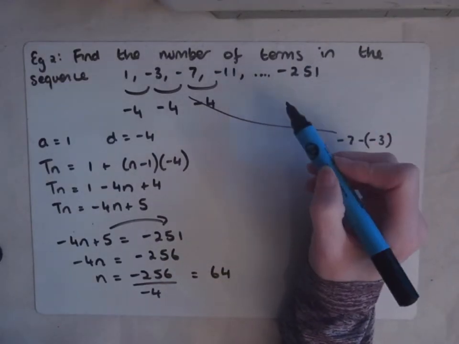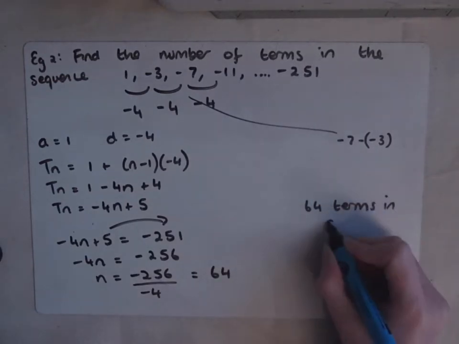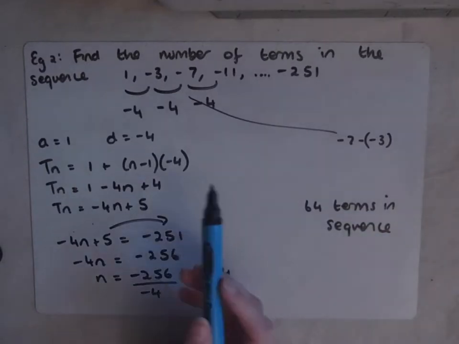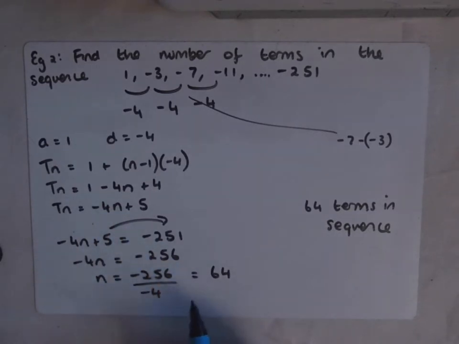So how many terms are in this sequence? Well, there's 64. When I'm filling in for n, I'm finding the first term, the second term, the third term. When I put it equal to something, I'm finding what term number it is. Are we okay with that? Okay, I'm going to do another example.